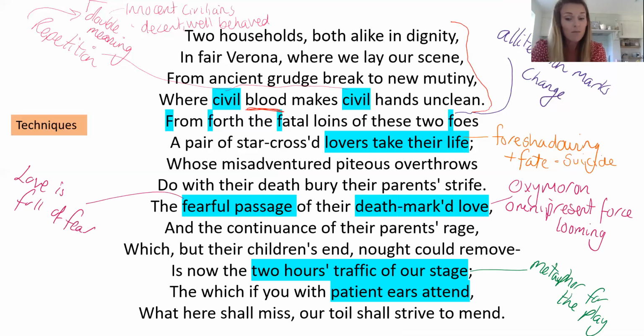So here we have our metaphor for the play, the traffic on the stage, the patient ears attending, your ears are listening. And metaphorically, we're now saying, you know, this is what's going to happen. So in terms of our techniques, there's a fair few that we can pick out more, but I think that's enough for you to realise that it's not just about spotting a technique, it's about then saying, well, why has it been used? What's it for? What effect does it have? Is there, like the repetition, a double meaning, an alternative interpretation? Because alternative interpretations are going to push you really up into that top band. So there's lots of ideas there for you as well.